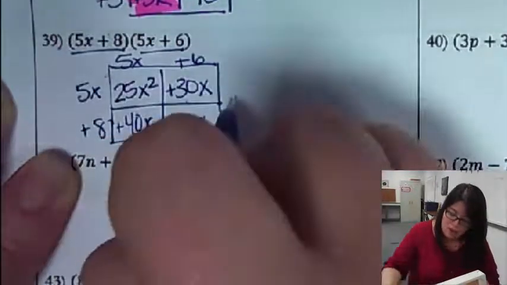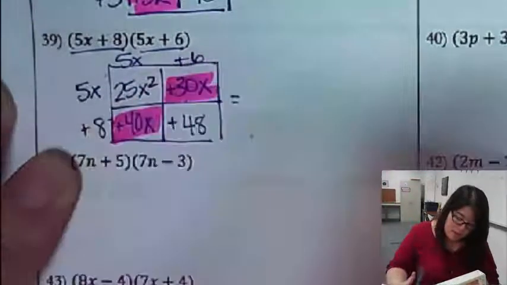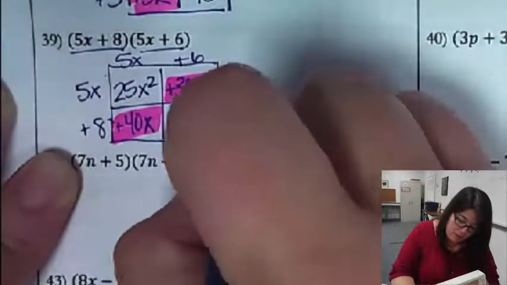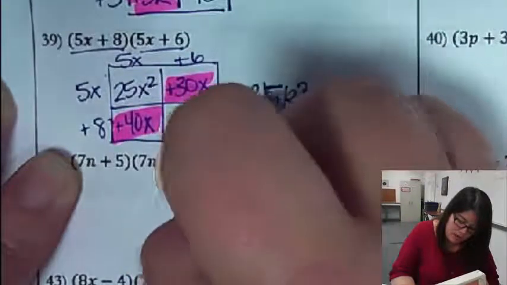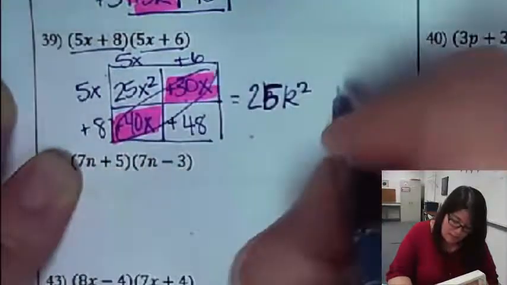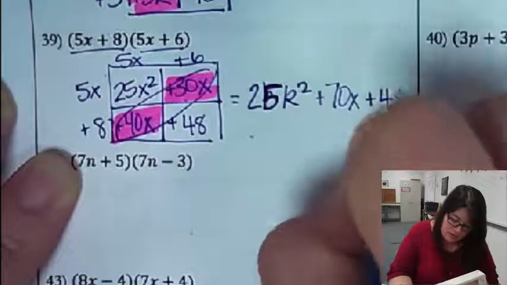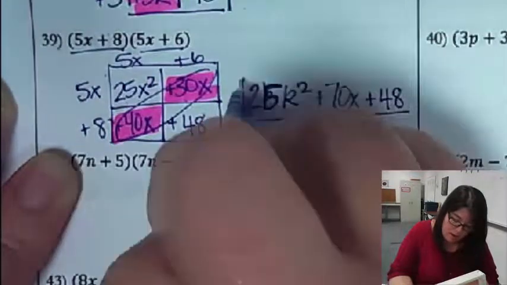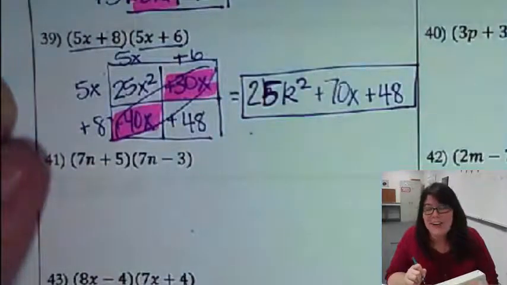So now I'm going to, again, look for any like terms and combine them. So I get 25x squared. That should be a 5. And combining these like terms, I'm going to get positive 70x and then plus 48. And I'm all set. Why don't you pause the video and try these next two on your own? I know you can get them.